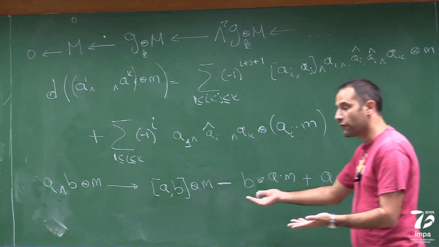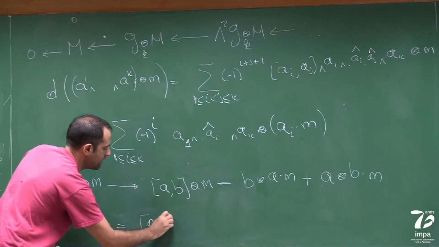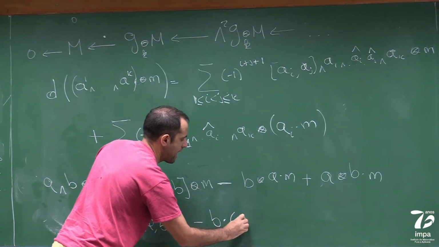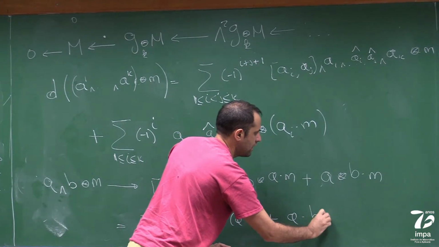And now let's take D of that. And this is A bracket B acting on M minus B acting on A acting on M plus A acting on B acting on M.